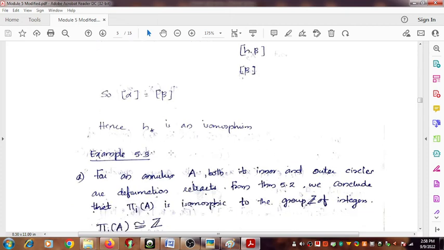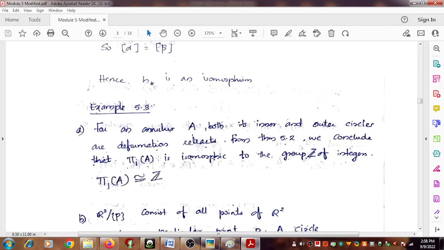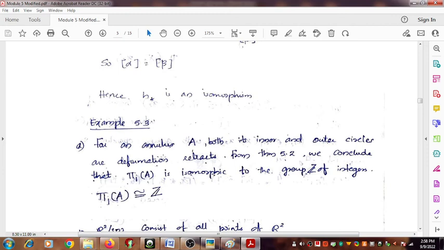Okay, now we have some examples to discuss which are related to the concepts that we have already discussed. These examples can shed light on some important aspects of the fundamental group, the existence of the fundamental group of some special cases of spaces. So for an annulus, here we are taking the annulus A.